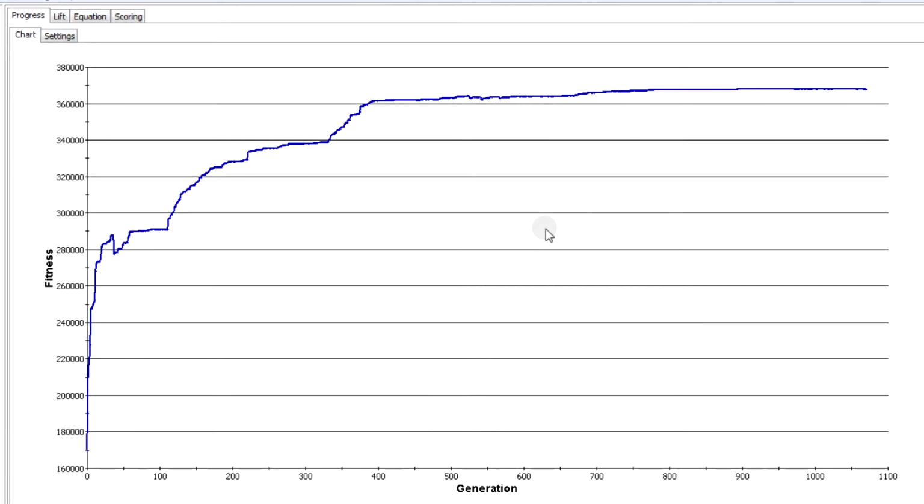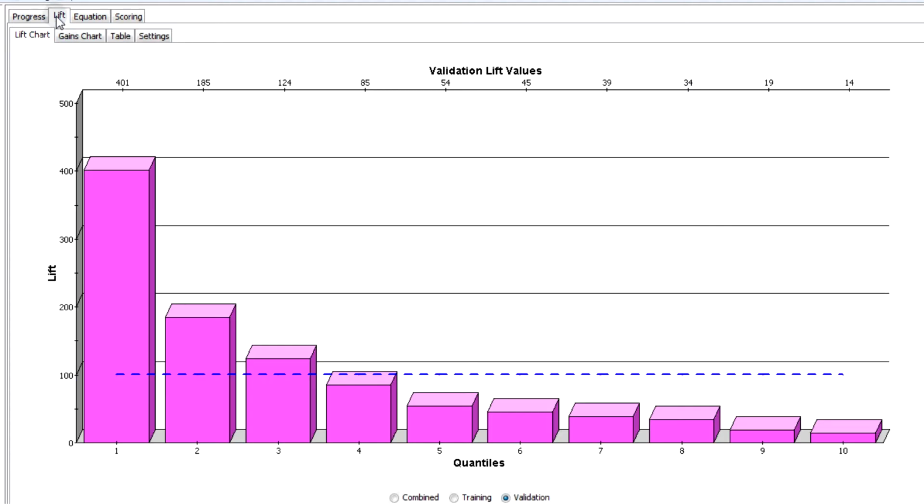So let's take a look now at a copy of the model that's been running for 1,100 generations, meaning that almost 150,000 different models have been tried. You can see from the fact that the blue line has flattened out that almost all of the predictive information has been squeezed out of the data set now, and there isn't a lot of improvement going on with successive generations. So let's take a look at the outcomes, or the results of the model.